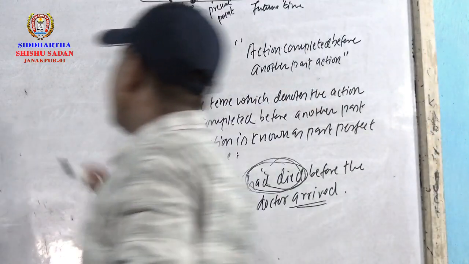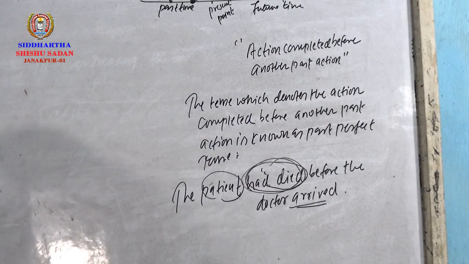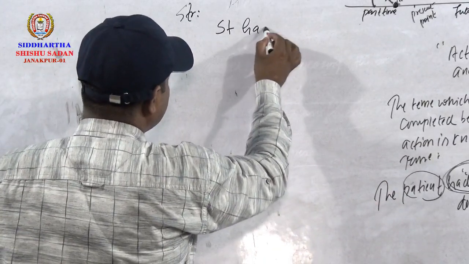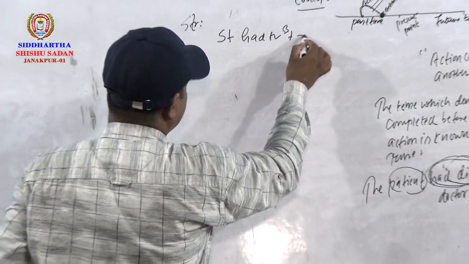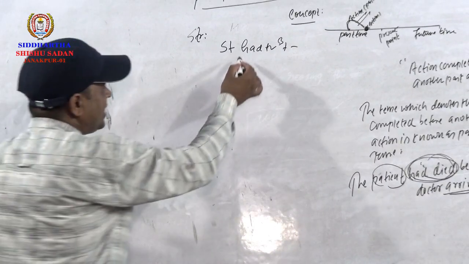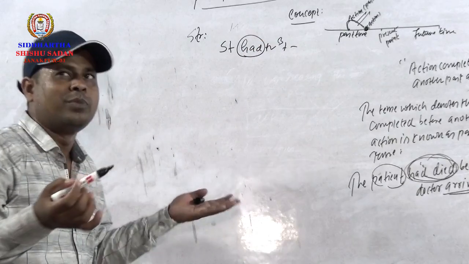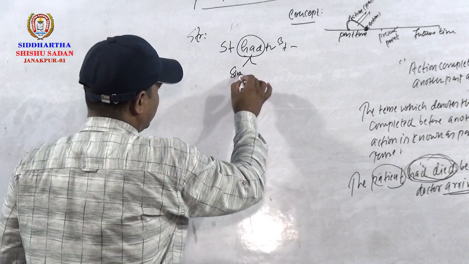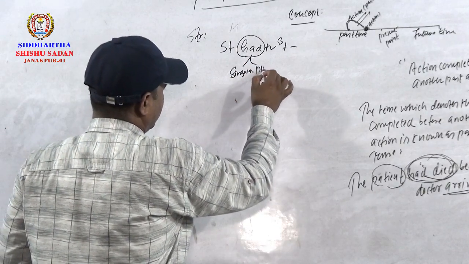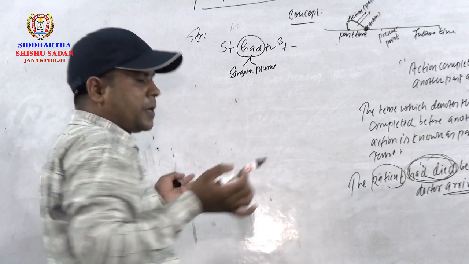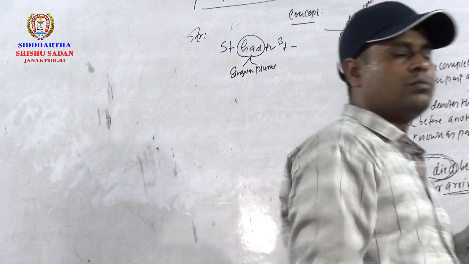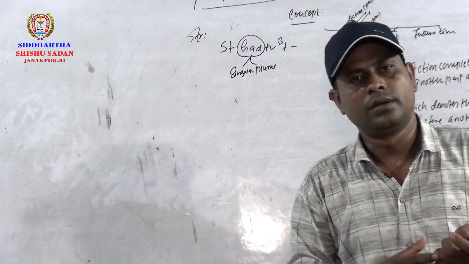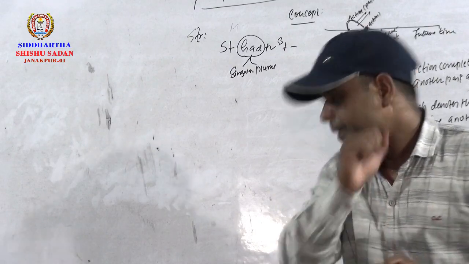Okay. Now let's come to the structure here. Structure is subject plus had plus V3. And remember, with had, both singular plural are used here. Had is used with both singular plural. I mean, there is no subject verb agreement with had. Had is used with all sorts of nouns, singular, plural, countable, uncountable, yes.